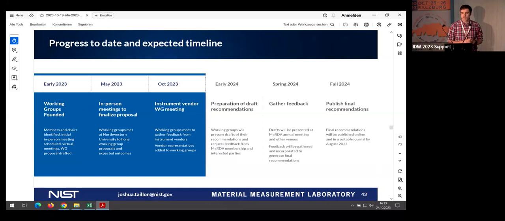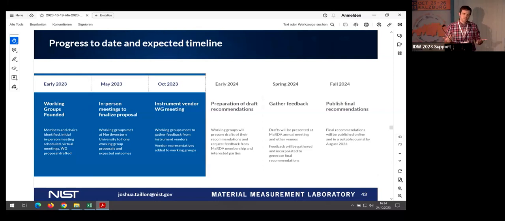Going forward from here, throughout now to say the first few months of next year, we'll be preparing our draft recommendations, really buckling down and working in our subgroups to prepare them. And then starting in the spring of next year through the fall of 2024, we'll be presenting these recommendations at various meetings, such as the Materials Research Data Alliance annual meeting, I believe in February, and other venues that materials researchers often attend.